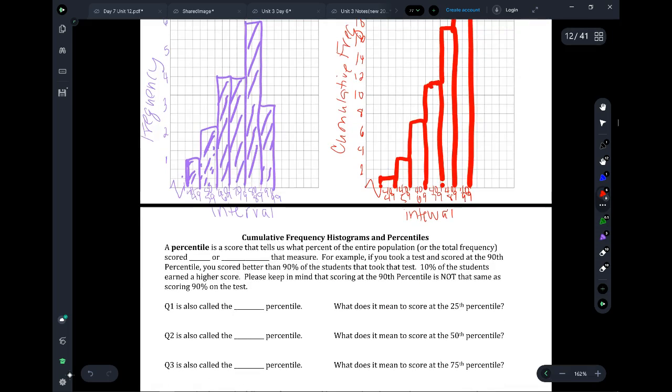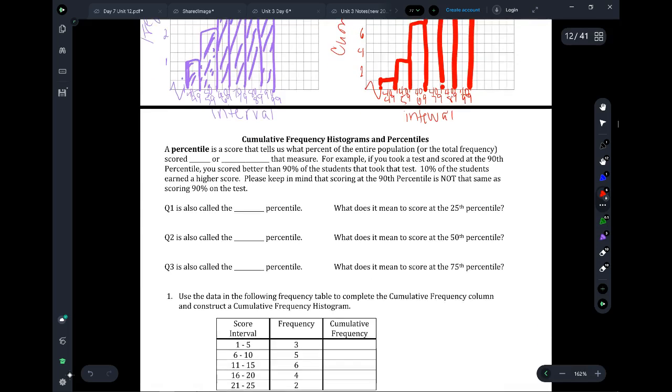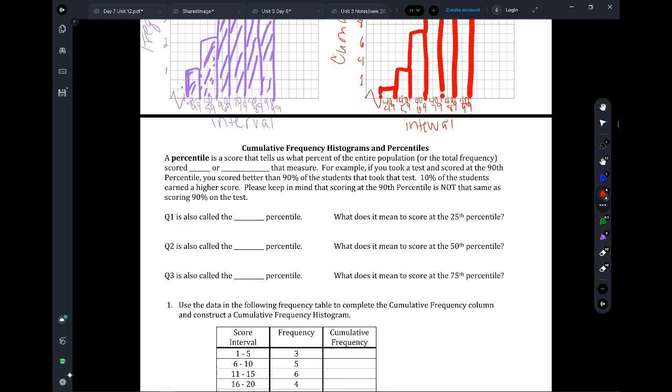All right, so let's talk about some of the same vocabulary words that we did the other day. So when we are dealing with histograms, we can still talk about percentiles just like we did in Box and Whiskers. A percentile is a score that tells us what percent of the population scored at or below that measure. So if I say, like eventually you guys are going to take the SAT, and if they say you scored in the 70th percentile, that does not mean you got a 70 on the test. That means you did as good as or better than 70% of the people that took that same test.